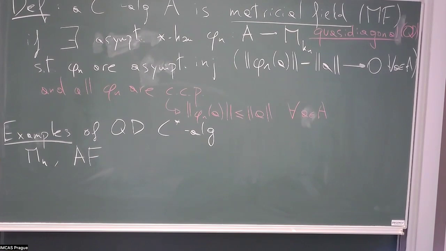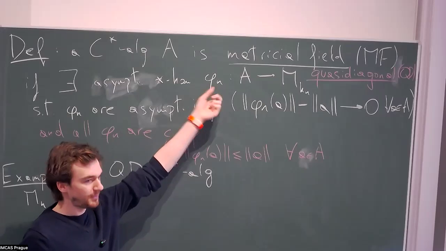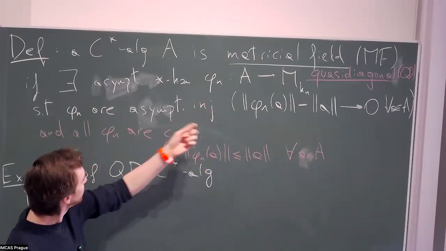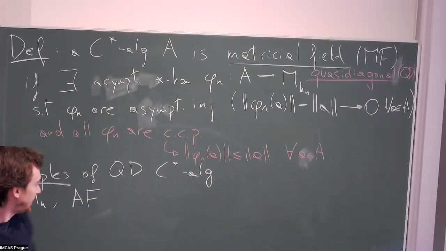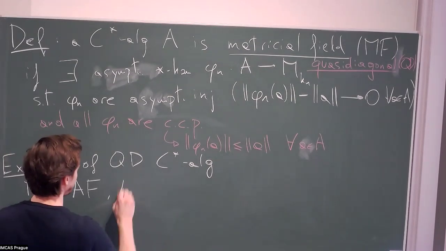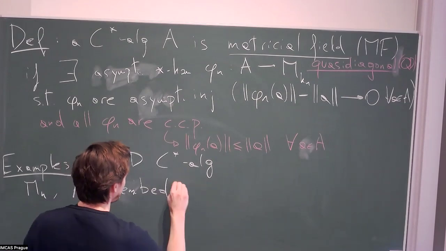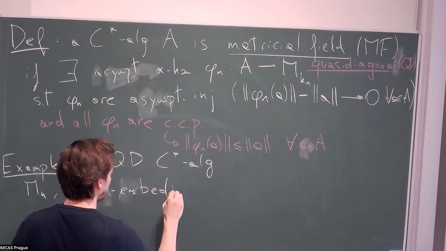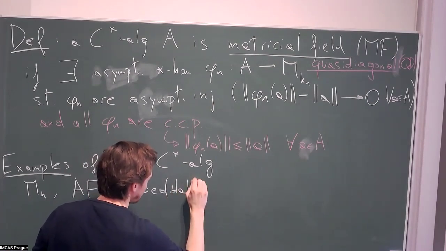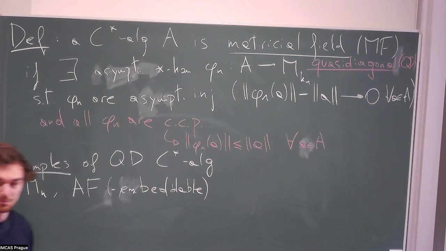And since it's pretty obvious that I can precompose phi_n with any injective star homomorphism and still get this property, anything which embeds into any of these algebras is also quasi-diagonal, right? So if you embed into an inductive limit of finite dimensional C-star algebras, then you will also be quasi-diagonal.